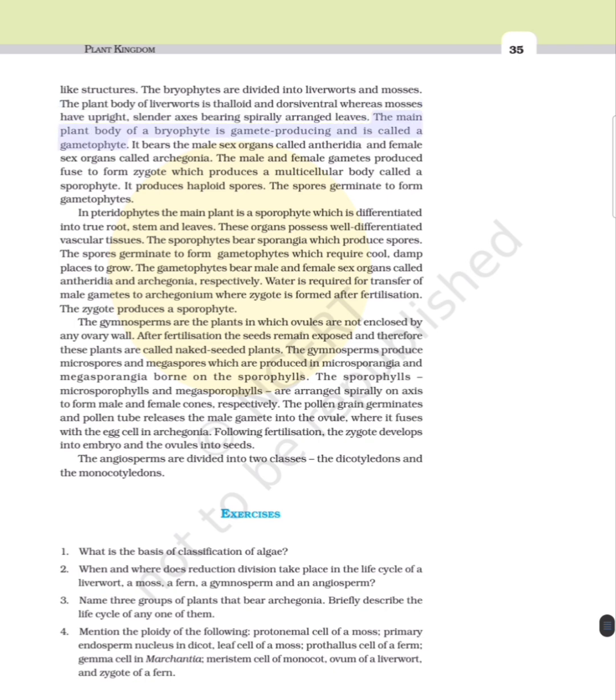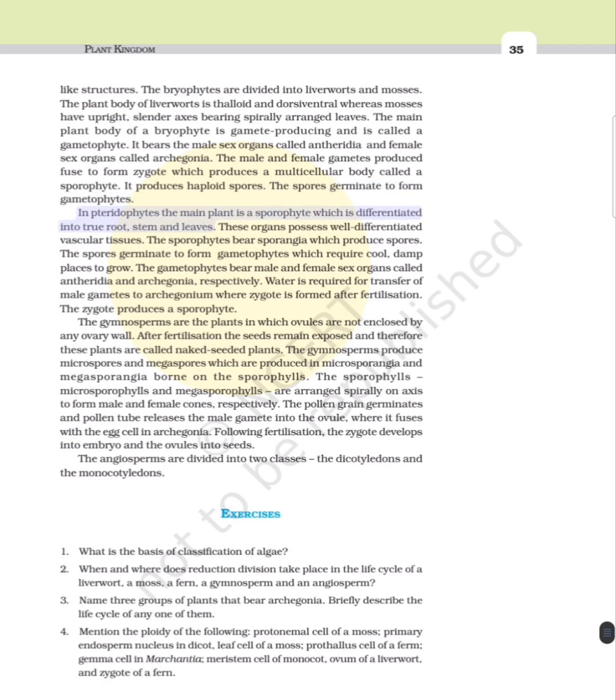The main plant body of a bryophyte is gamete-producing and is called a gametophyte. It bears the male sex organs called antheridia and female sex organs called archegonia. The male and female gametes produced fuse to form zygote, which produces a multicellular body called a sporophyte. It produces haploid spores. The spores germinate to form gametophytes.